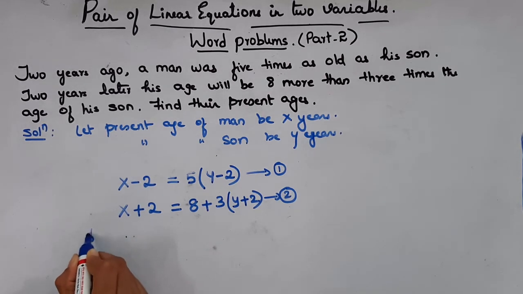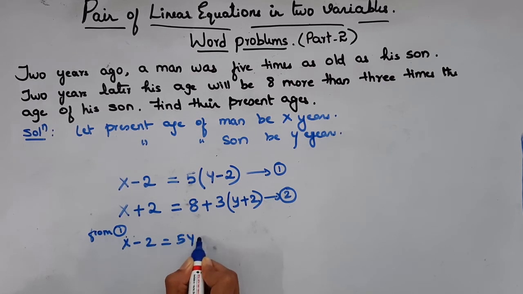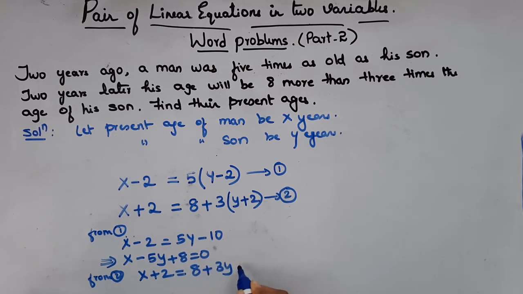From 1 we have x minus 2 is equal to 5y minus 5 2s are 10, which implies x minus 5y minus 2 plus 10 will give you plus 8, which is equal to 0, right? Equation 2 we have x plus 2 is equal to 8 plus 3y plus 3 2s are 6, which implies x minus 3y plus 2 minus 8 and minus 6 will give you minus 12, which is equal to 0, right?